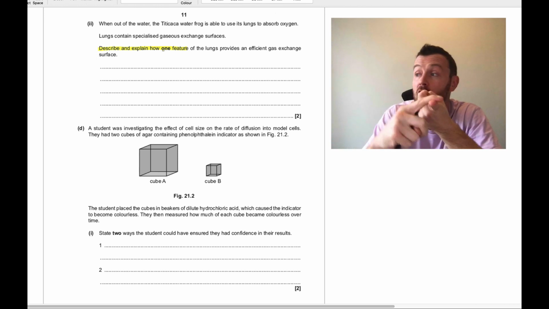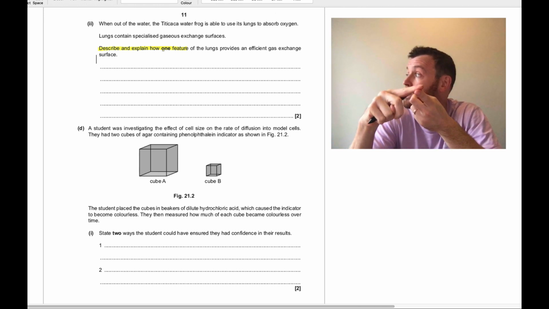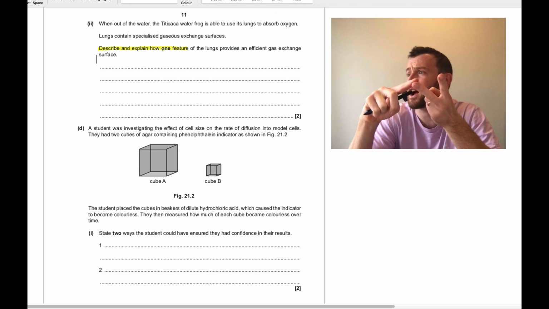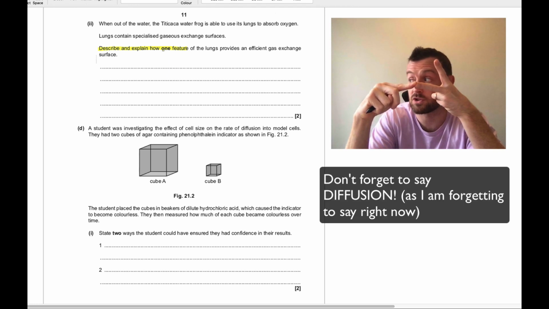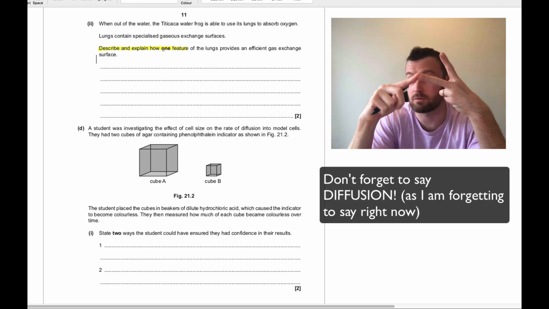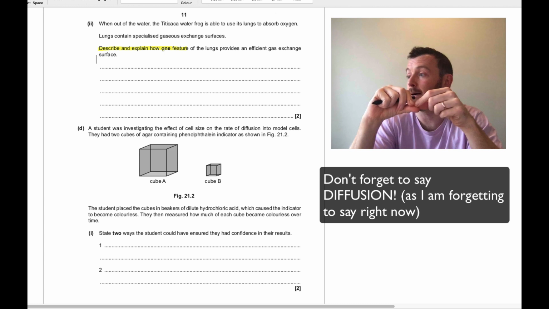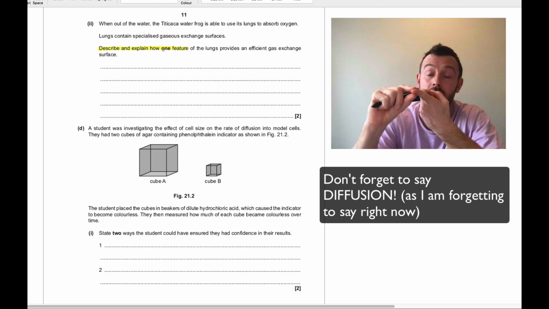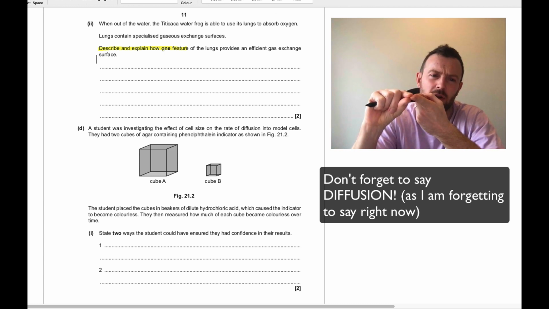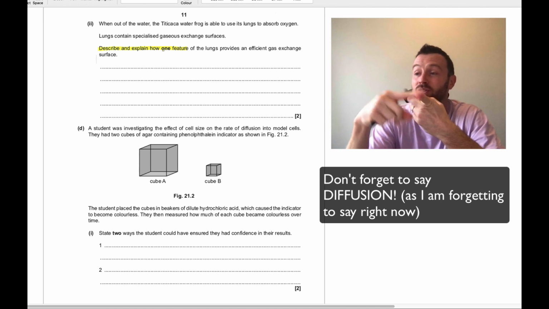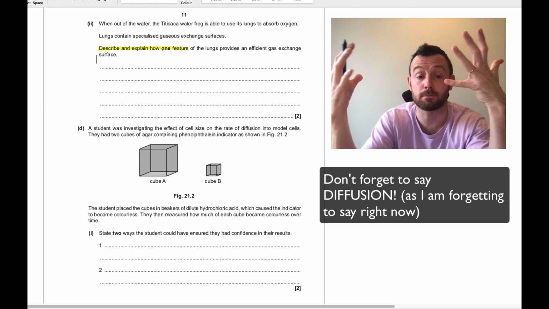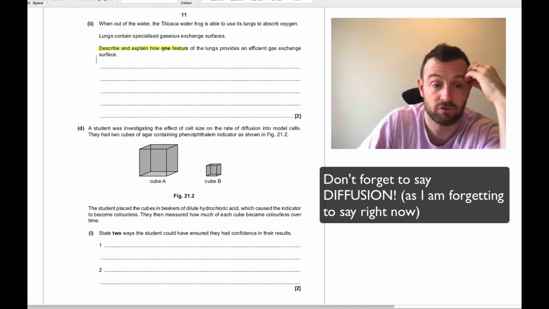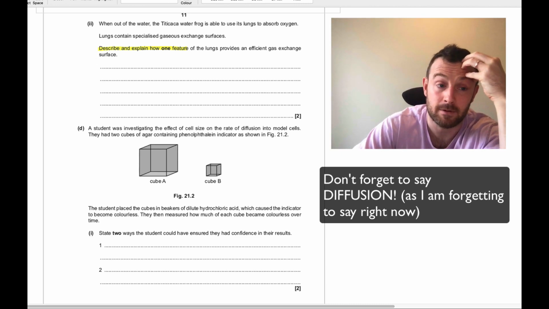So for example, large surface area of the lungs gives a large space for the absorption of oxygen so that oxygen can be absorbed rapidly. Or you could say the lungs have a very thin membrane of the alveoli, or very thin epithelial layer of the alveoli, which means that oxygen can move rapidly from the air to the lungs. Or we could say that the lungs have a very good blood supply, which maintains a high concentration gradient. So you have to pick one of those things and explain.